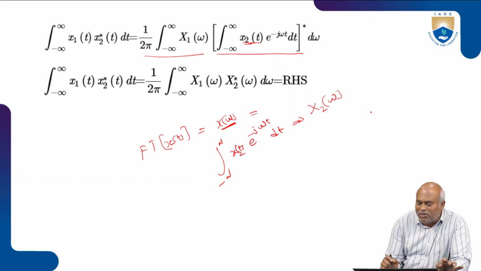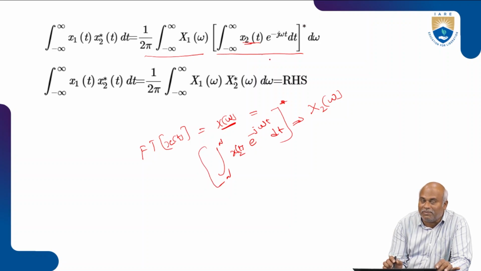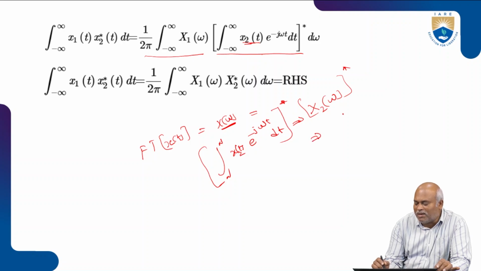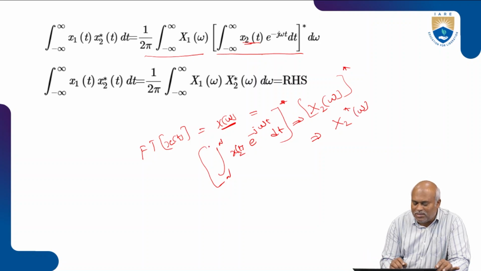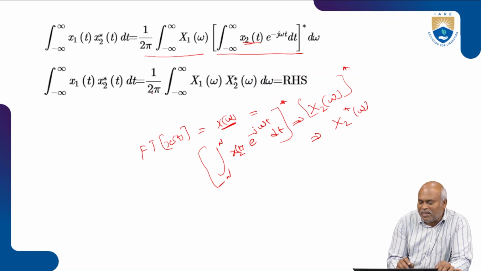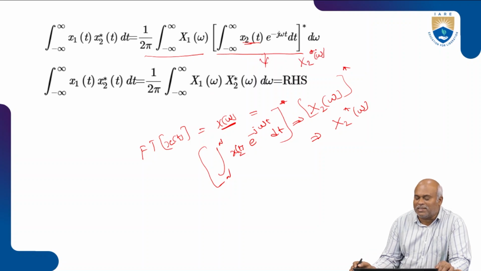One more thing: it has the whole star. In the partial case on the right side, the star is there, and I keep this star outside the whole expression. So automatically we get capital X2 star of omega, as we wrote like this. So now I should write this term as X2 omega star, the complex conjugate.